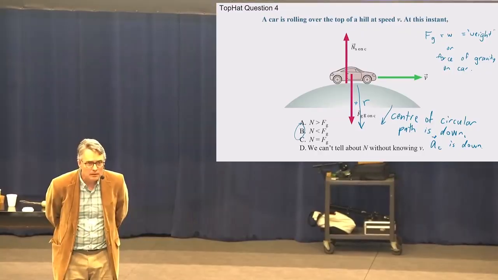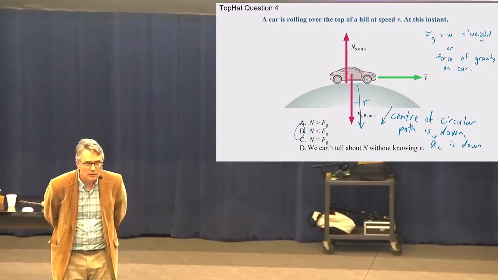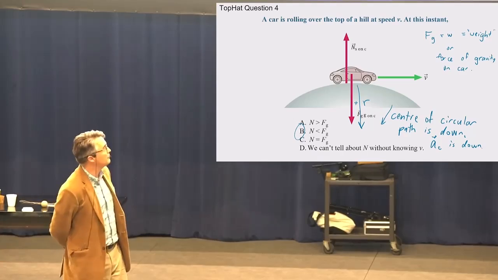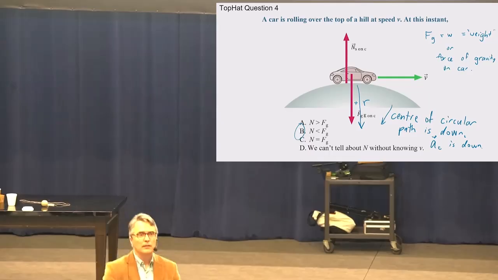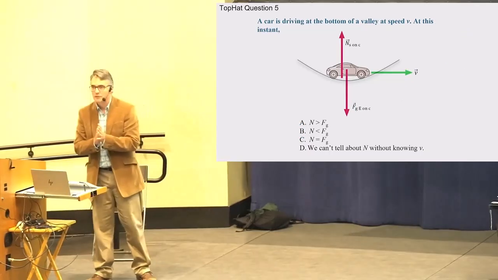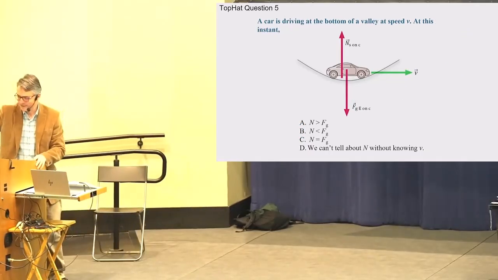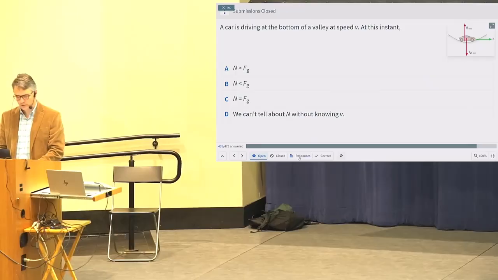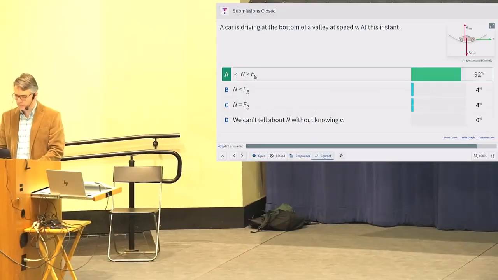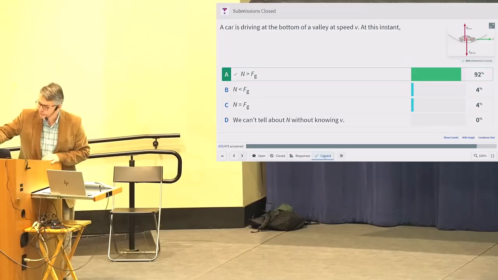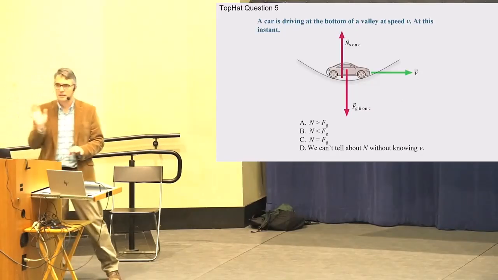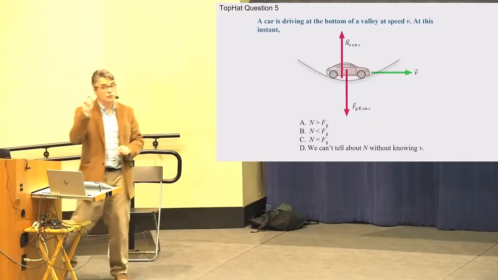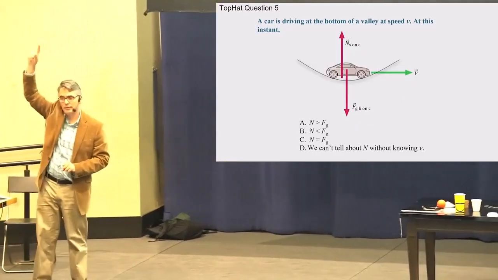If the velocity was 0, wouldn't the normal force be equal to gravity? Yeah, if v is 0, then the normal force is equal to the weight, exactly, because it's v squared over r. What if you're in a valley? Same sort of thing. Survey says, you got it, 92%. Your normal force has to be greater than the weight in this case, to get you accelerating towards the center of the circular path, which in this case is above your head.